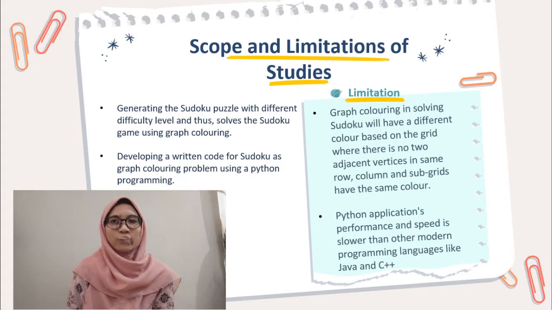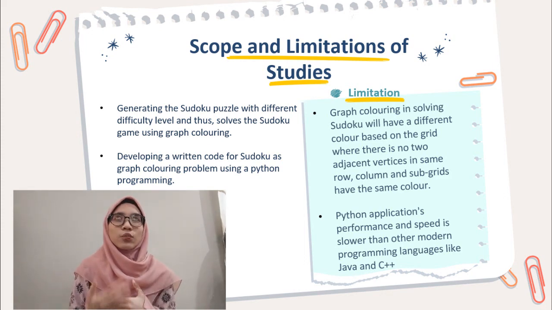As for the scope and limitation of the project, this study focused on generating Sudoku puzzles with different difficulty levels and thus solving the Sudoku using graph coloring. Besides, in this study we have also focused on developing written code for Sudoku as a graph coloring problem using Python programming.